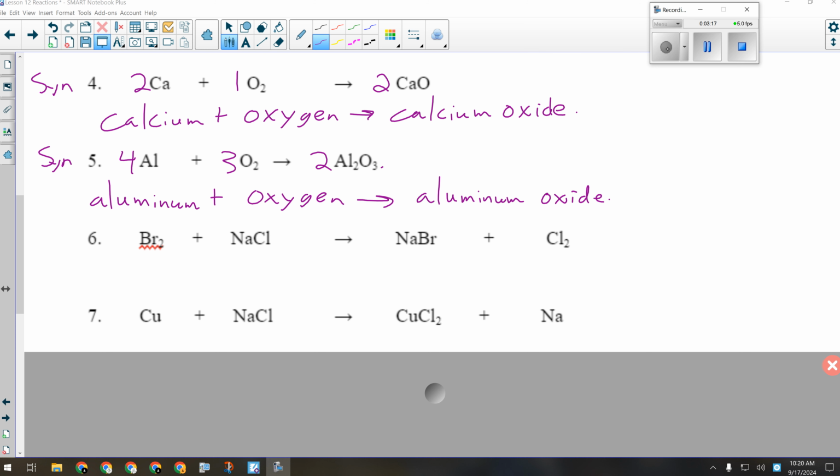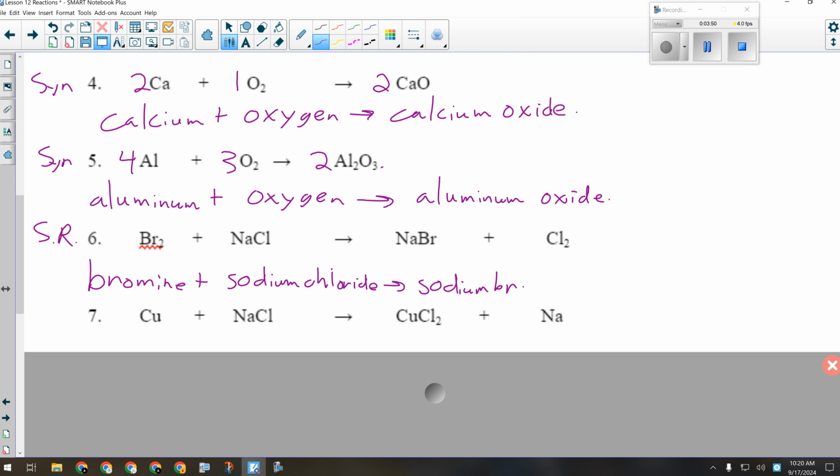All right, so for number 6, I've got bromine reacting with sodium chloride. So an element reacting with an ionic compound produces a different ionic compound and a different element. What are we looking at? Single replacement reaction. Okay, so if I'm writing that one out in words, I have bromine, a special element, plus sodium chloride, gives us sodium bromide plus chlorine. Okay, that's what that'll look like.